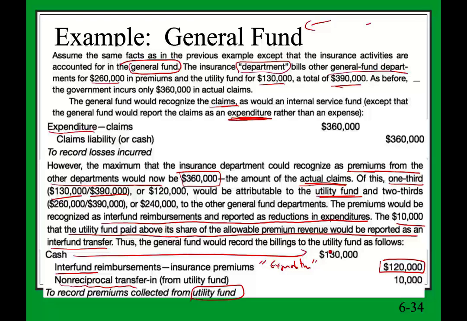This is how we account for the $130,000 from the utility fund. So hopefully this will help you understand how self-insurance works. It's not very common, even on the CPA exam. It may not be a very common thing to know, but FYI, I just like to cover it.